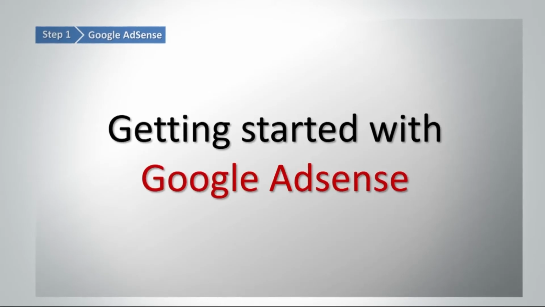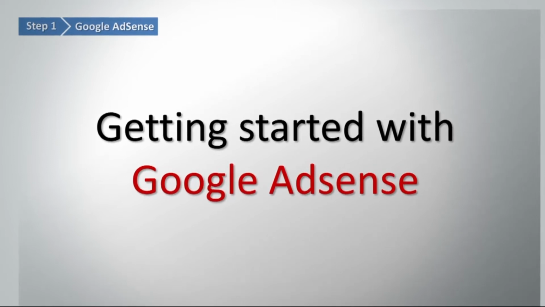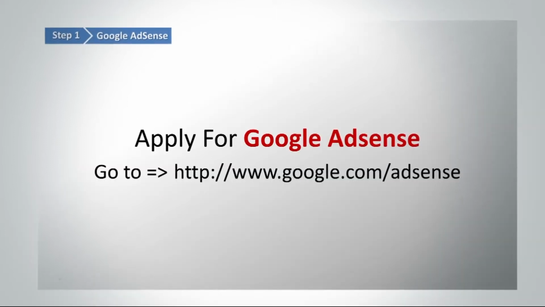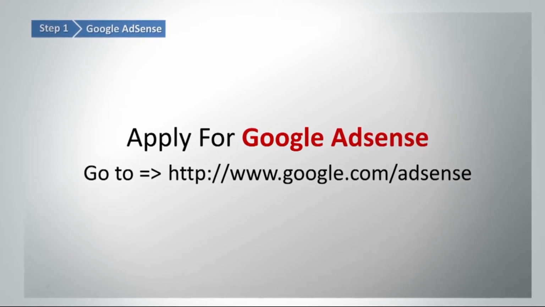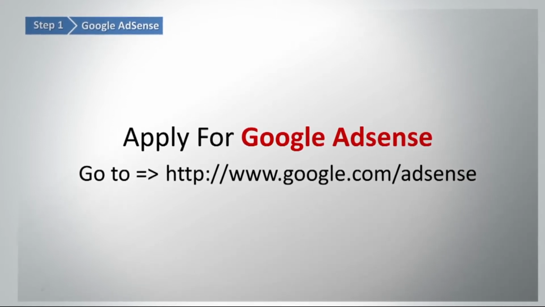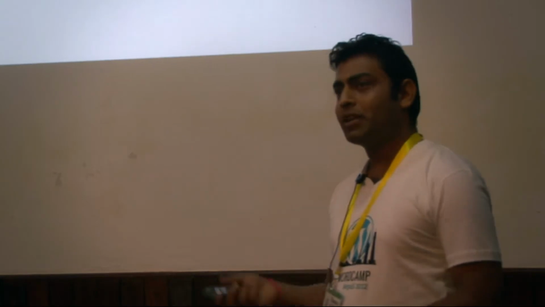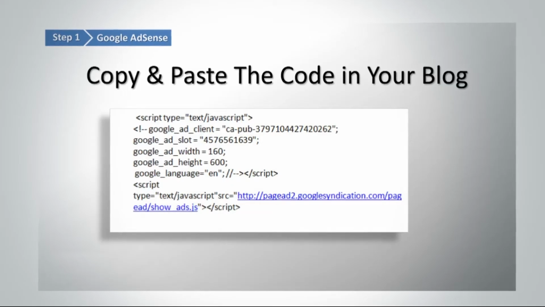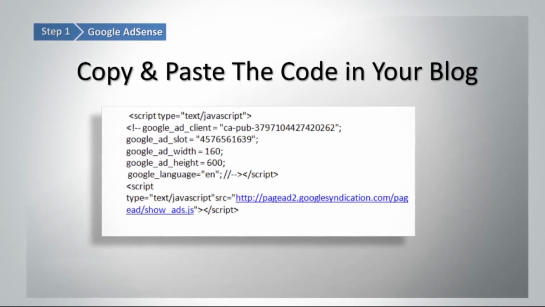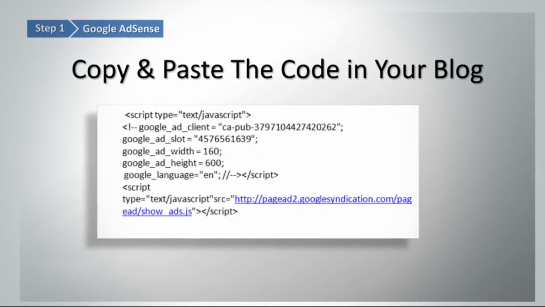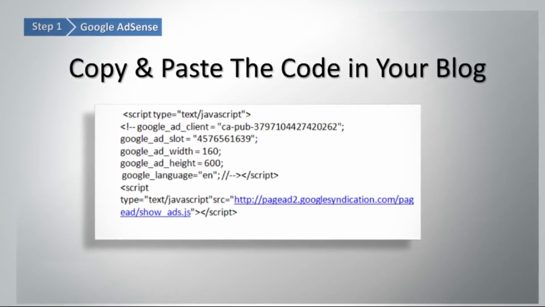Now, how do you get started with Google AdSense? It's very easy. Go to google.com/AdSense, sign up for it, and then wait for approval. It usually takes around a couple of weeks to get approval. After you get the approval, you'll receive copy and paste code. You just take the copy and paste code, put it on your blog, and that's it. That's all you have to do to earn from Google AdSense.